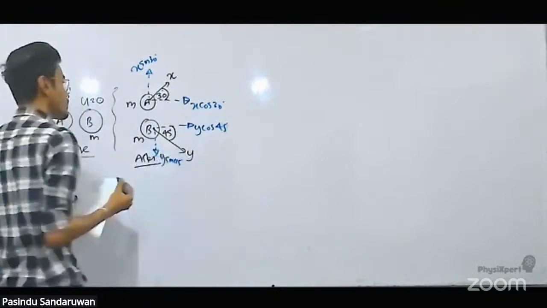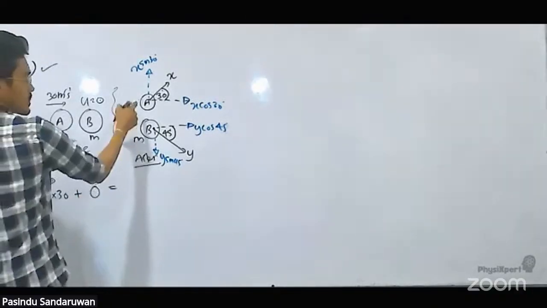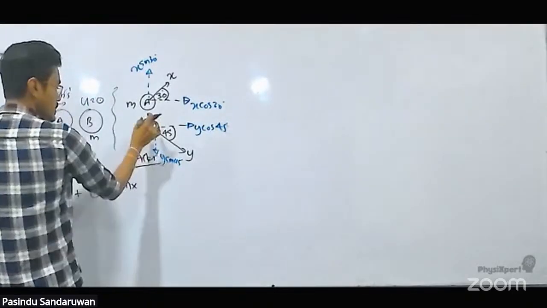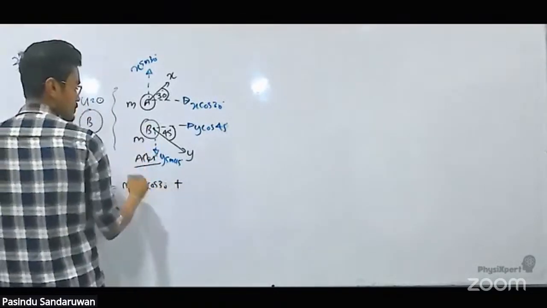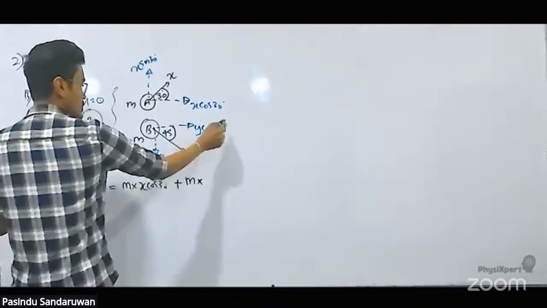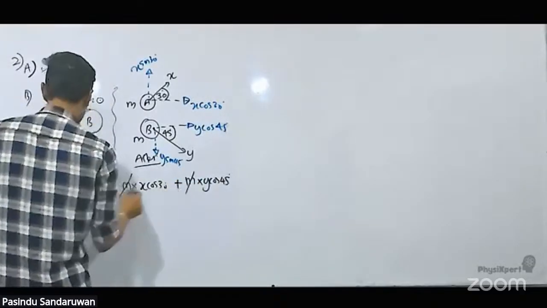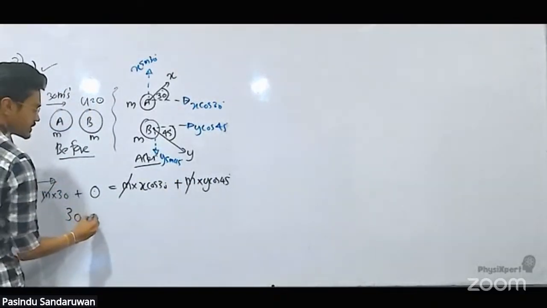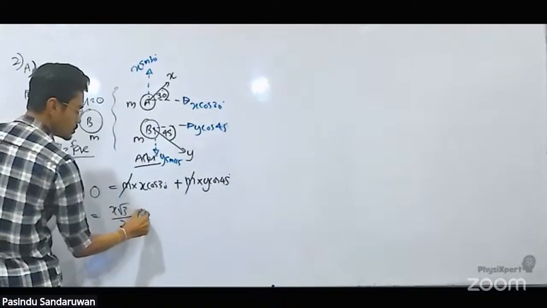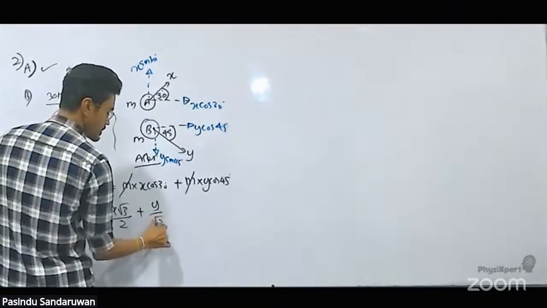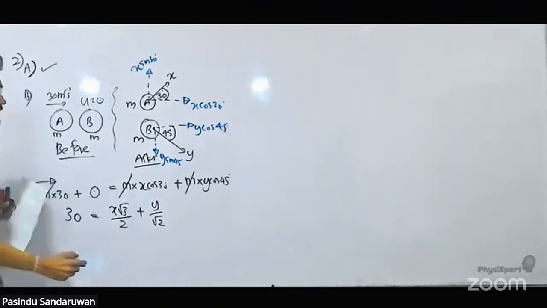These are all components. Then in this direction, for A, mass m into this particular component x cos 30, plus for B, the mass is the same, m, horizontal component y cos 45. Vertical components are neglected as they are perpendicular to the direction of consideration. So the first equation: 30 equals x cos 30, which is root 3 over 2, and y cos 45, which is 1 over root 2.